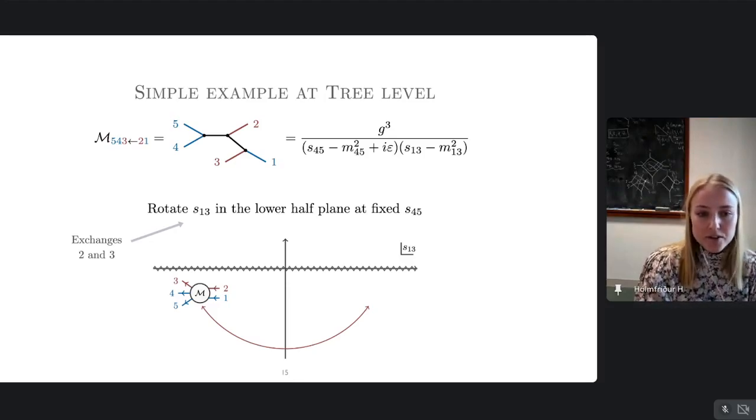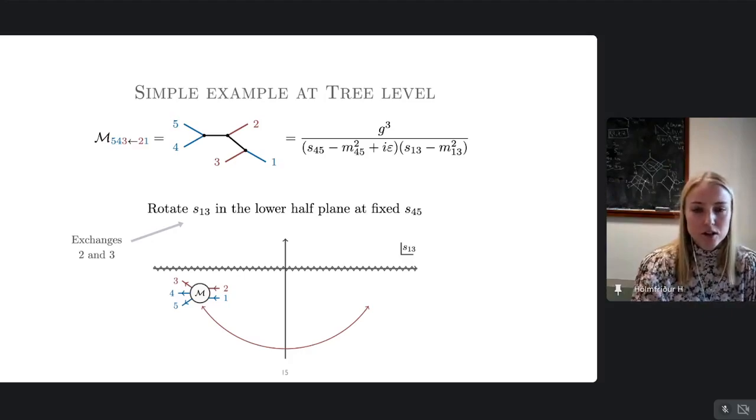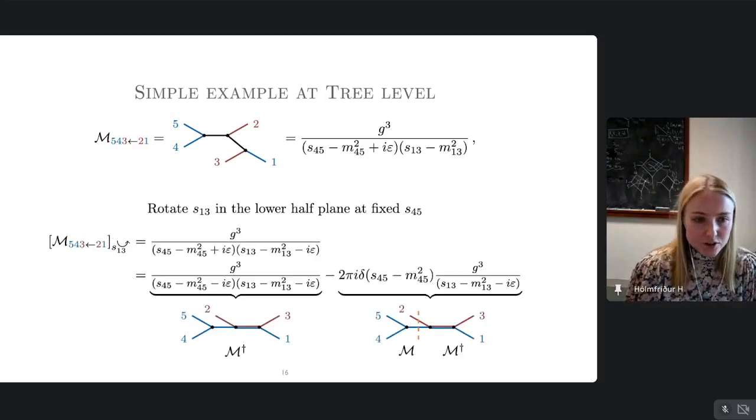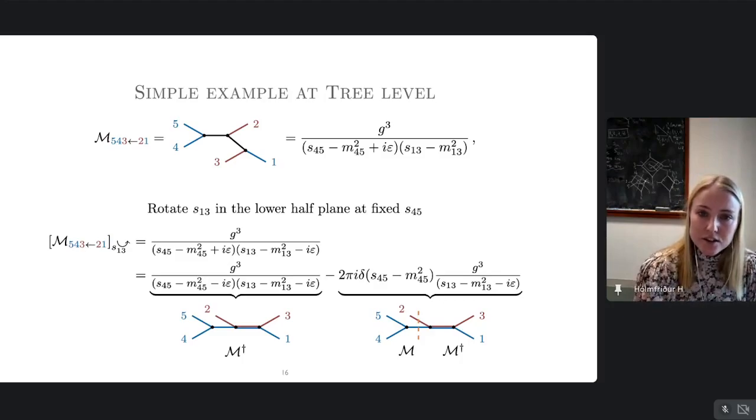So we expect from the previous picture, remember, that if we do this rotation for the 2 to 2, we should get back the conjugated amplitude. But now let's just do the computation. We start with this expression up here for the tree level amplitude, and we take S1,3 to be analytically continued in the lower half plane, but we keep S4,5 fixed. So S4,5 we put a tiny positive imaginary part, but S1,3 will pick up a tiny negative imaginary part.